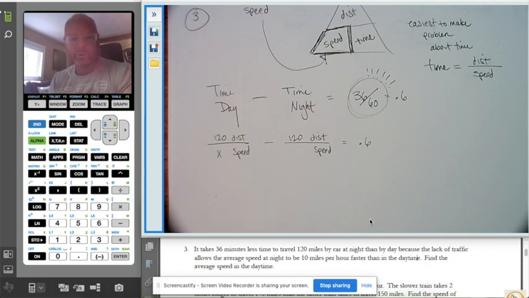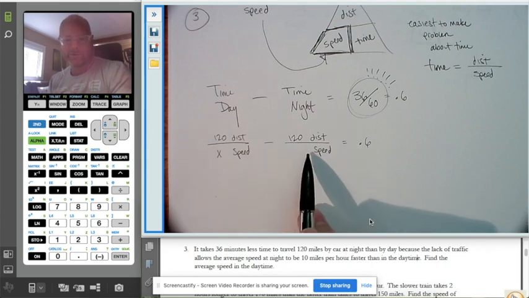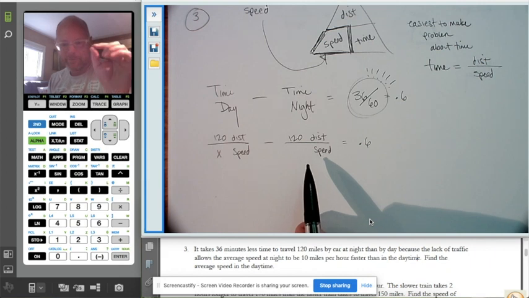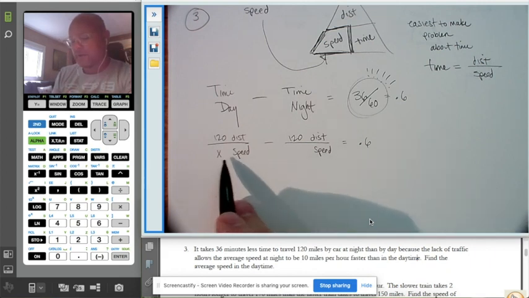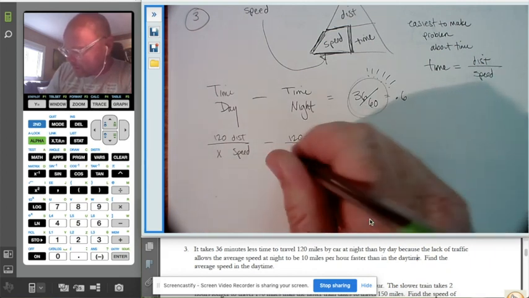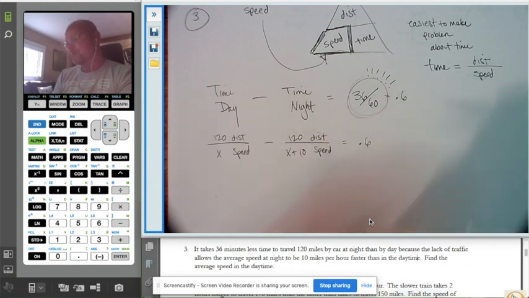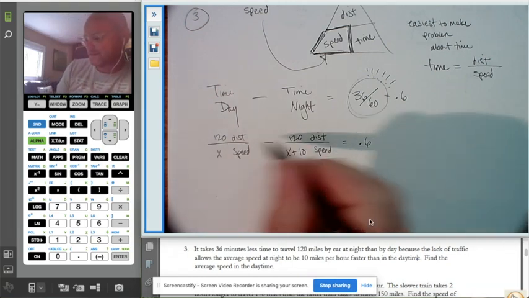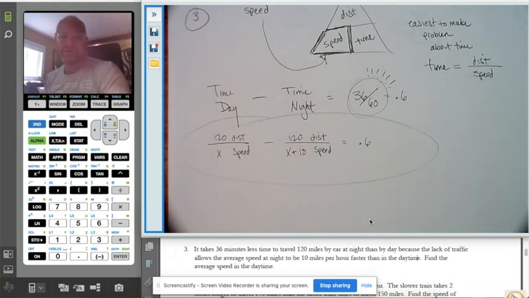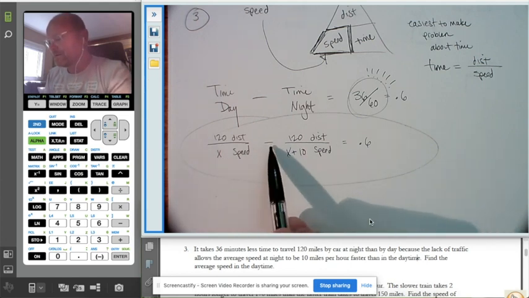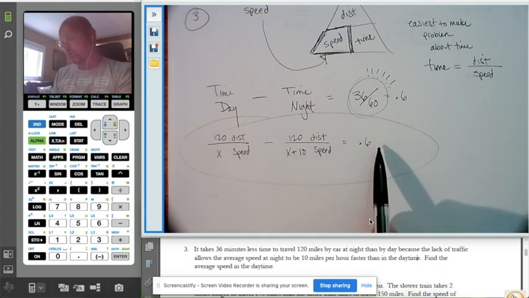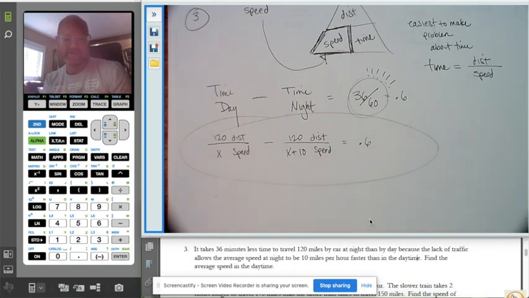The important part is that at nighttime, how fast are we going? Average speed is 10 miles an hour faster than in the daytime. So if I can go x miles an hour during the daytime, I can do 10 miles per hour more than that at the nighttime. And so that takes us to our rational expression: 120 miles over some speed minus 120 miles over that speed plus 10. Somehow that's got to equal 0.6. Figure out the speed in the daytime.